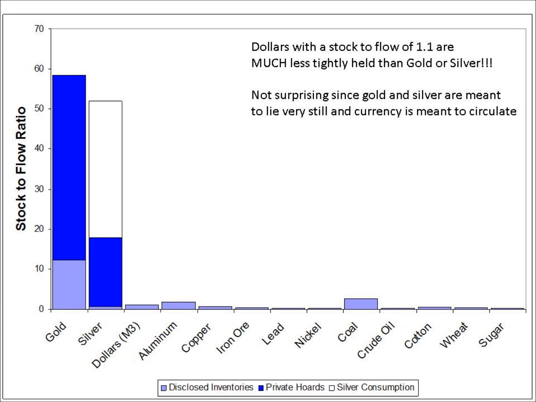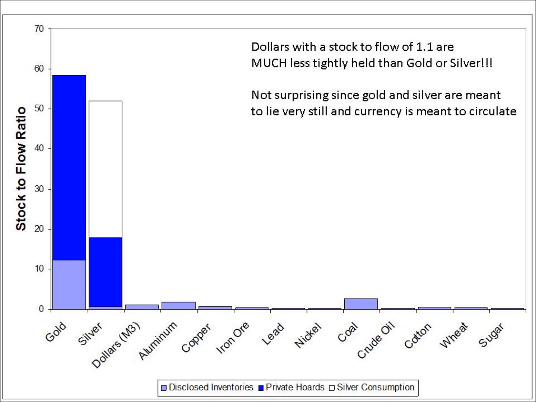I added to this chart the US dollar, expressed as M3, and this is the broadest definition of money, which includes cash on hand, savings deposits, checking accounts, travelers' checks, large time deposits, and everything else. But even when the broadest measure of money is included here, we can see that the stock to flow ratio of dollars is actually only 1.1, which puts it on par with pretty much all the other commodities. Which means that the dollar was really not meant to be saved, it's not meant to be hoarded, it circulates.